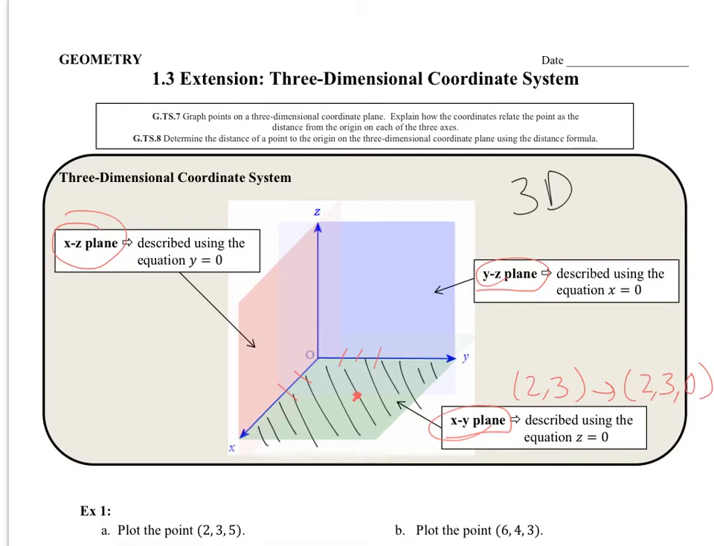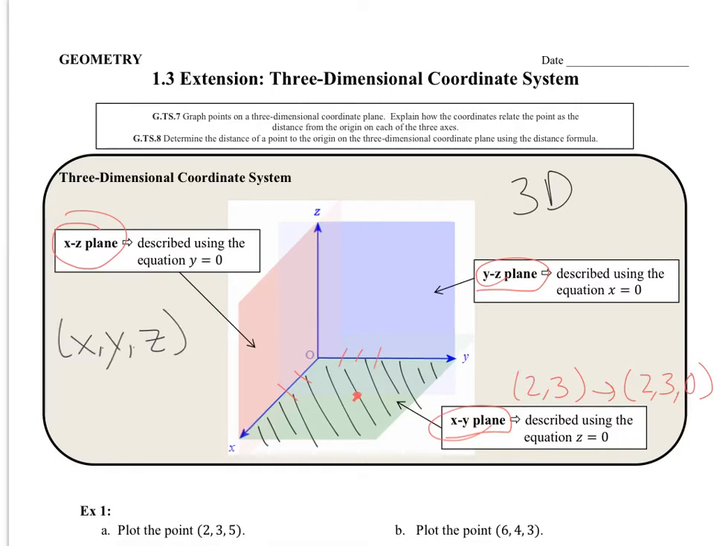So whenever we're given a coordinate, it's going to be given as (x, y, z). We'll be plotting our x coordinate first along the x-axis. Then we find the corresponding y and we cross those. And then z basically represents the height.